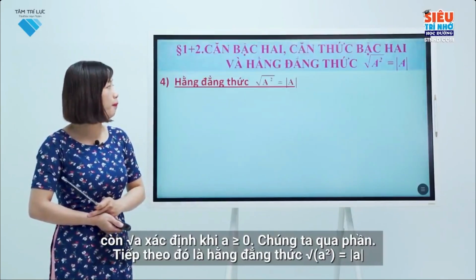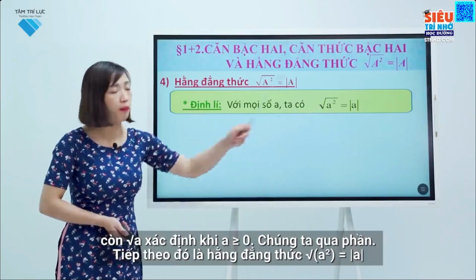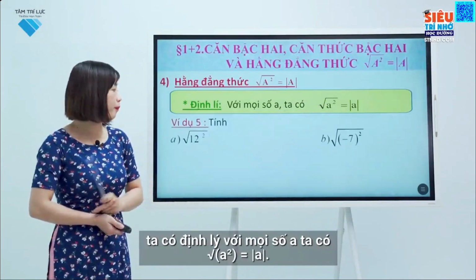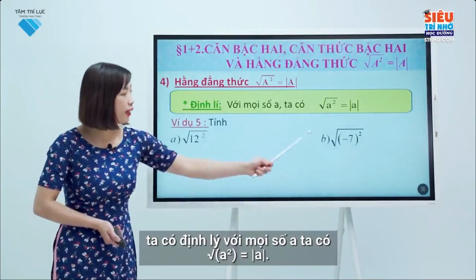We move to the next part, which is identity. The square root of a squared is equal to the absolute value of a. We have the theorem: with every number a, the square root of a squared is equal to the absolute value of a.